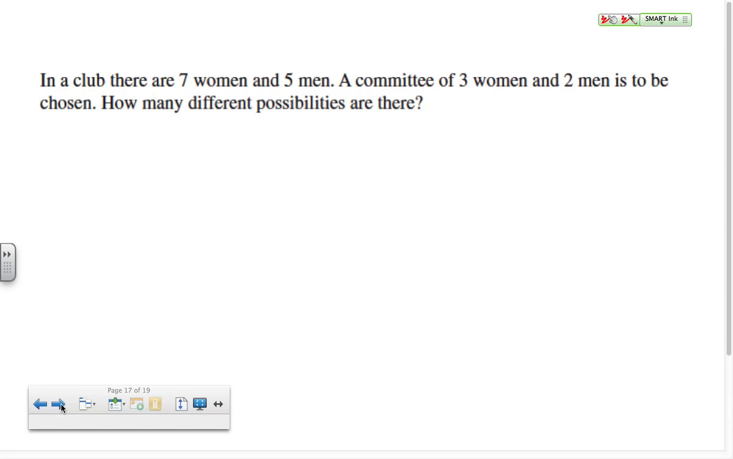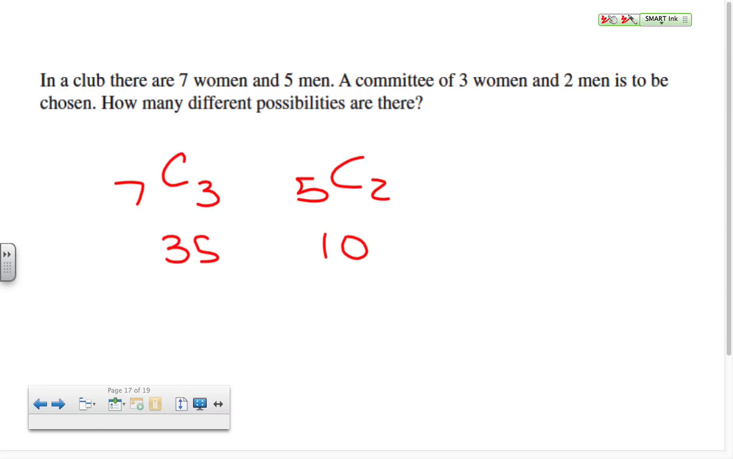Can we do that? That's exactly what we're going to do. So let's do the women first. I have 7C3 because again, order doesn't matter. I'm selecting a group of people, and I'm not putting them in order. 35. Now what about men? 5C2, and there's 10. So now what am I going to do with these numbers? Multiply. Very good. And I get 350. Yay. So if you notice, everything today is a multiplication.